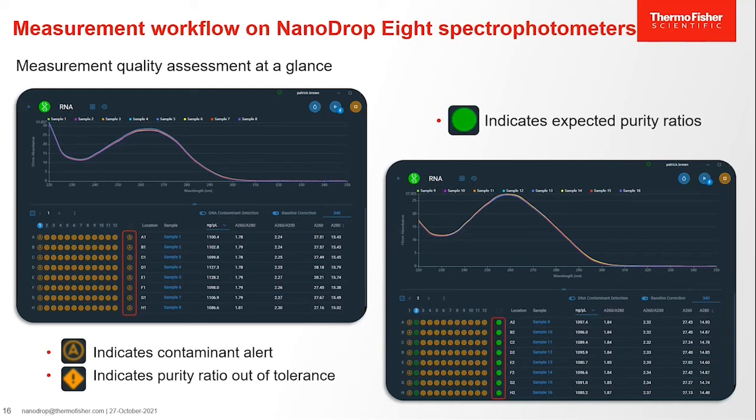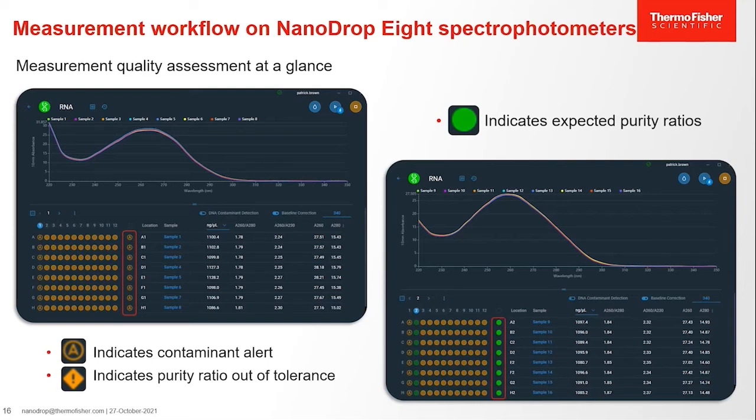If the software is not able to identify the contaminants and provide you with the corrected concentration, but your purity ratios are still out of tolerance, you'll get the exclamation point in the diamond. That indicates that a purity ratio is out of tolerance. Clicking on it will give you some advice on what may be causing the problem and suggestions on how to fix that. What you're looking for is that bright green dot on the right-hand side. That indicates that the purity ratios fall within the acceptable ranges, and the software has not identified any contaminants.